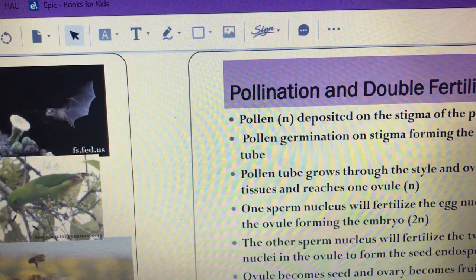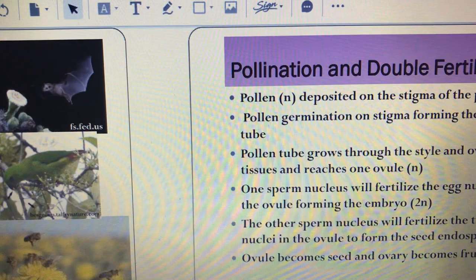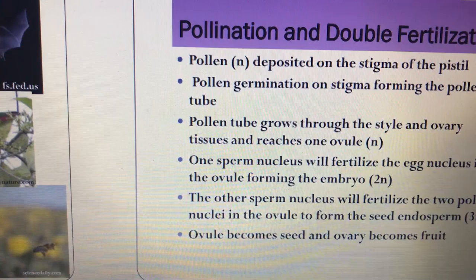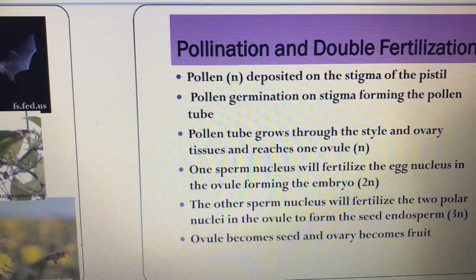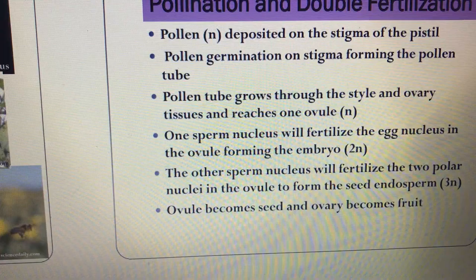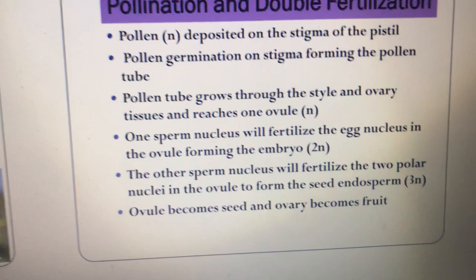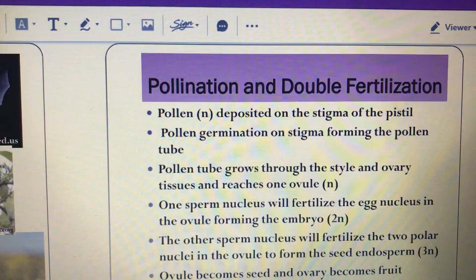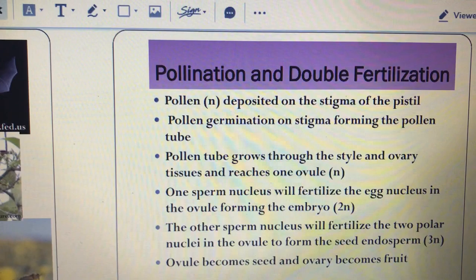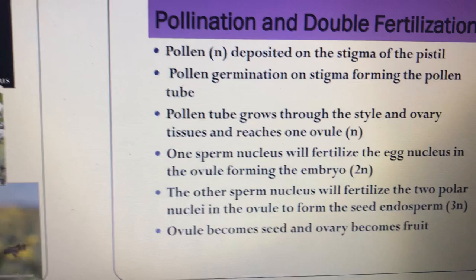Okay, the pollen tube grows through the style and the ovary tissues and reaches one ovule, and it's still haploid at this point. One sperm nucleus will fertilize the egg nucleus in the ovule, forming the embryo, which is now diploid. The other sperm nucleus will fertilize the two polar nuclei in the ovule to form the seed endosperm. Okay, the ovule becomes the seed and the ovary becomes the fruit. So remember, always remember that the ovule becomes the seed and the ovary becomes the fruit. Ovule, seed, ovary, fruit.